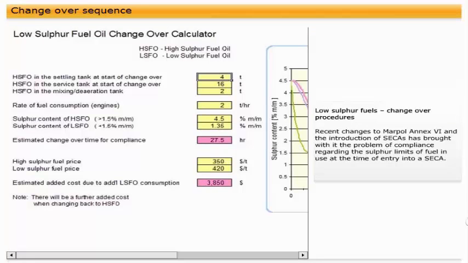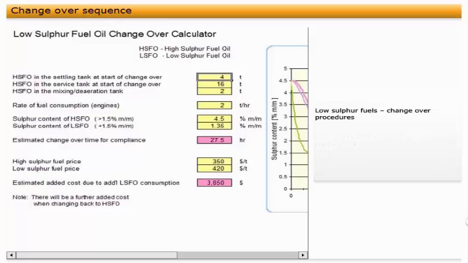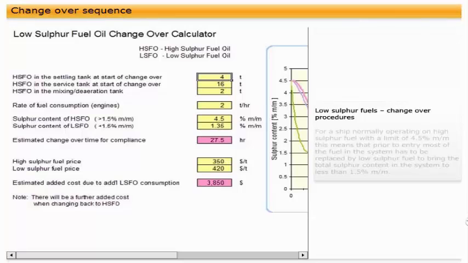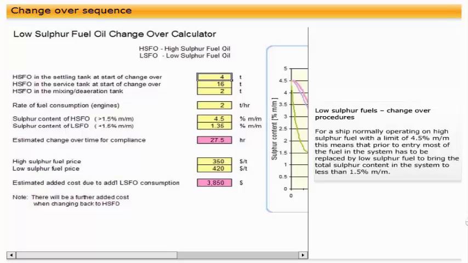Recent changes to MARPOL Annex 6 and the introduction of ECAs has brought with it the problem of compliance regarding the sulfur limits of fuel in use at the time of entry into an ECA. It is a requirement that the sulfur content of the fuel in use at the time of entry into an ECA is no more than 1.5% mass by mass.